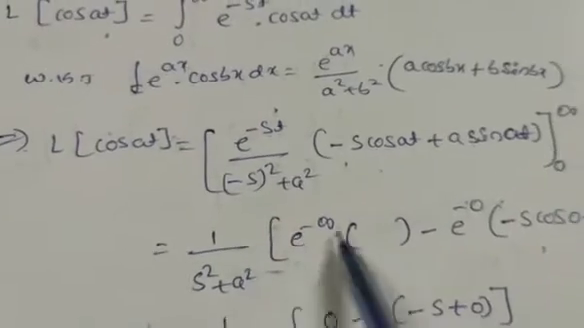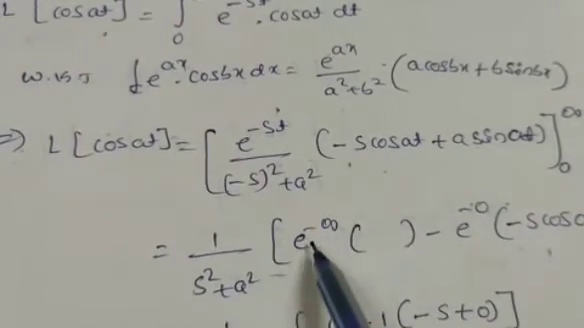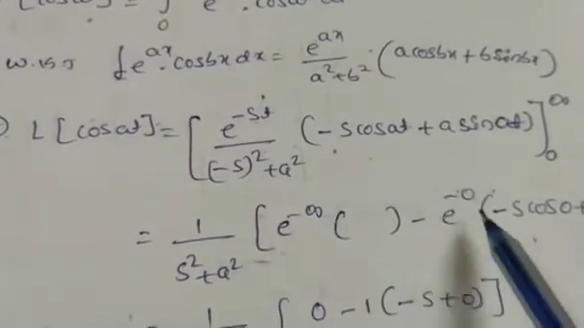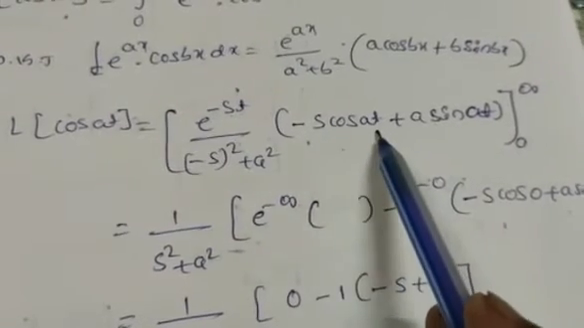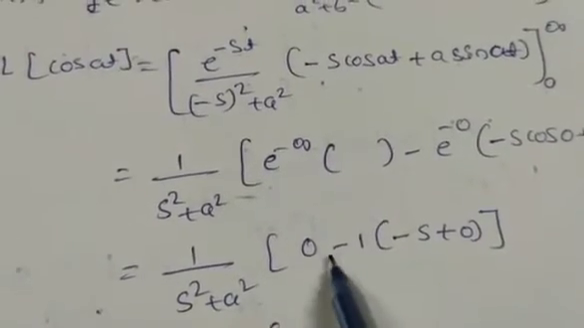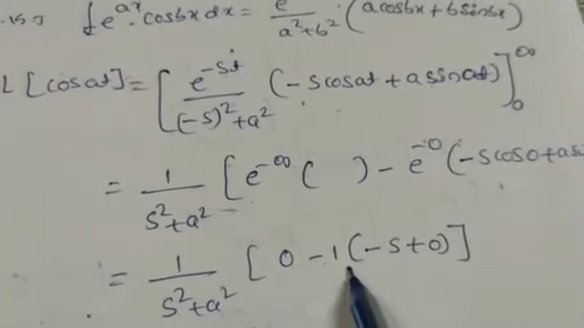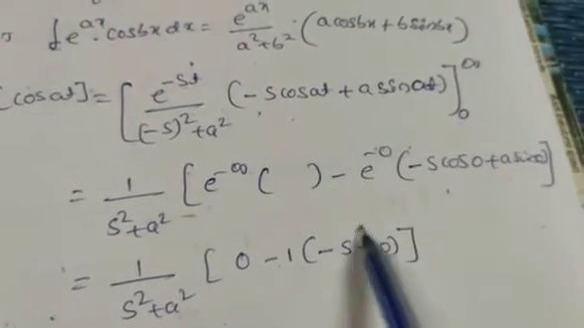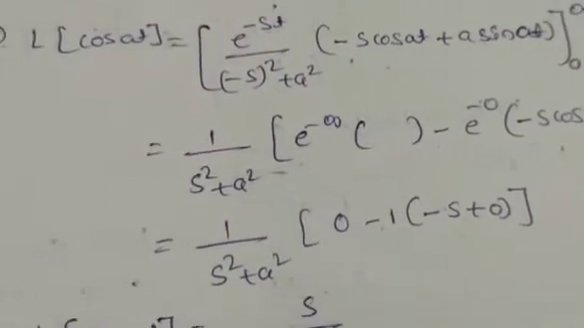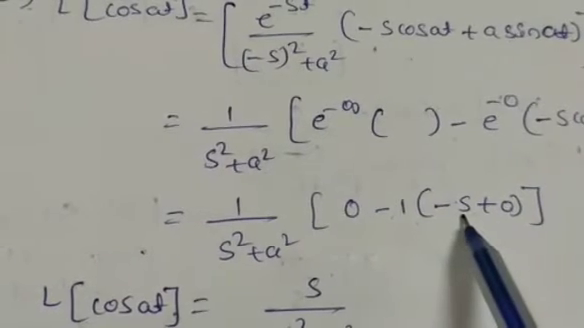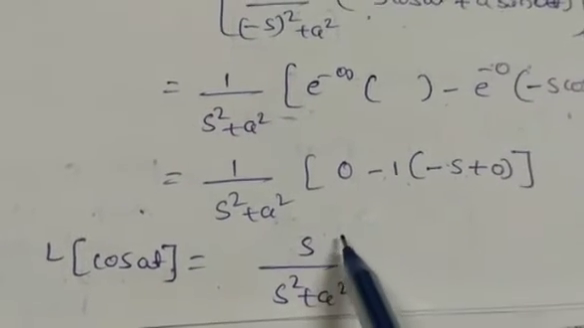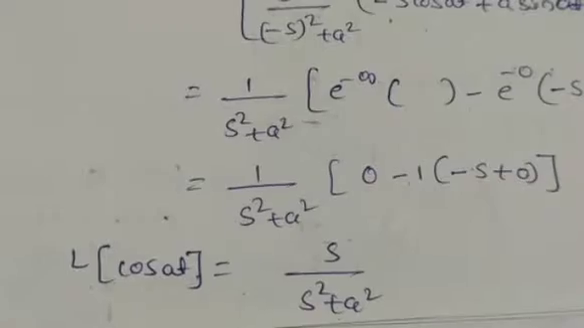e raised to minus infinity, upper limit first, and again here we know e raised to minus infinity is 0. No need to write this bracket. Minus the lower limit: e raised to minus 0 into minus s cos 0 plus a sin 0. So it is equal to 1 by s square plus a square, into 0 minus, e raised to minus 0 is 1, cos 0 is 1. So minus s as it is, and plus a into sin 0. Sin 0 is 0, so this becomes 0. Again multiply these two: minus 1 into minus s is plus s. So Laplace transform of cos at is equal to s divided by s square plus a square.